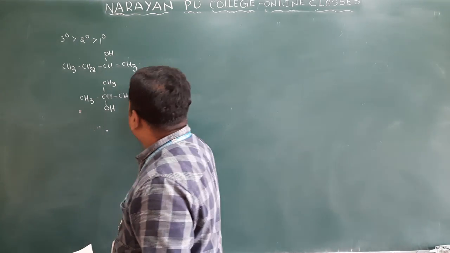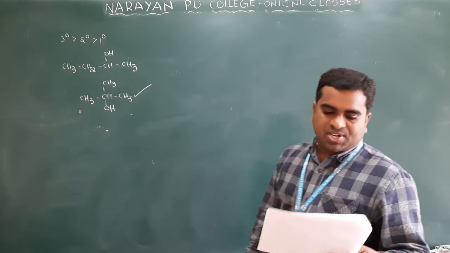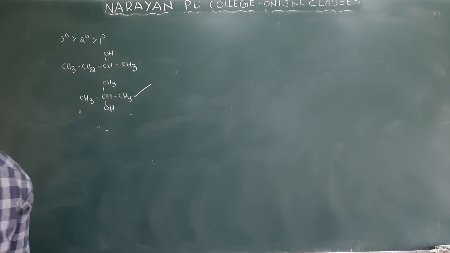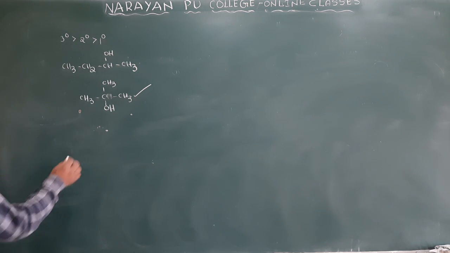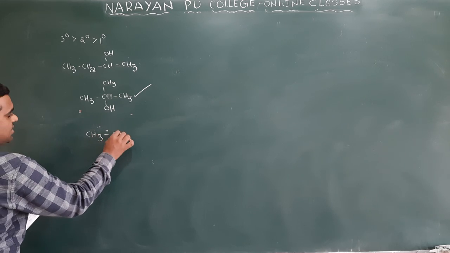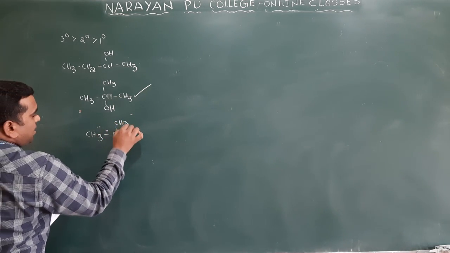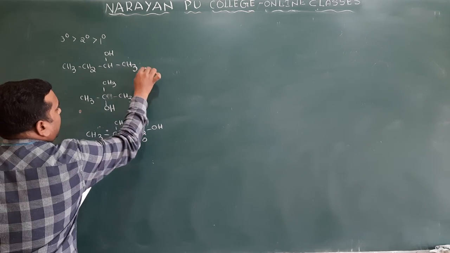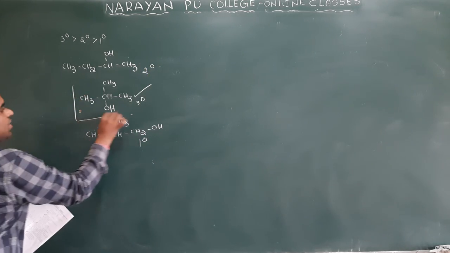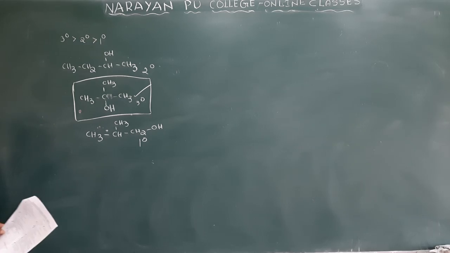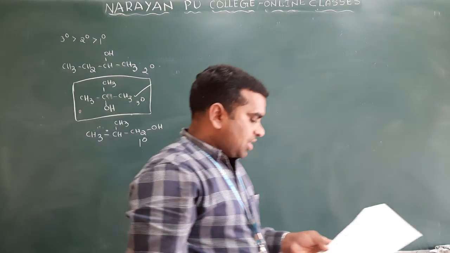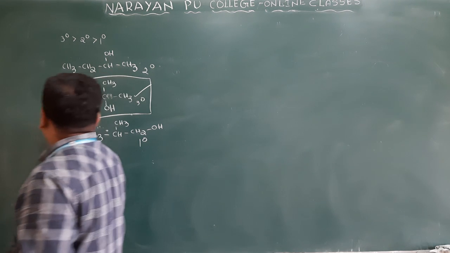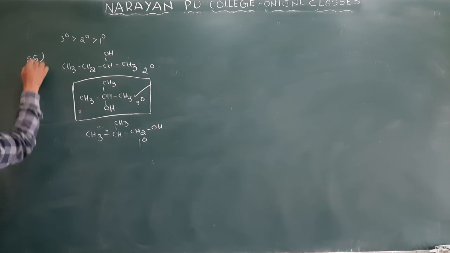Tertiary alcohol. So, tertiary alcohol will give the very fast reaction with the Lucas reagent. And if you write the fourth option, 2-methyl-1-propanol, you have to write CH3 and CH2OH. This is which alcohol? Primary alcohol, this is tertiary, and this is secondary. Which alcohol reacts very fast with the Lucas reagent? Tertiary. Clear? So option 3 is the correct one for 55.